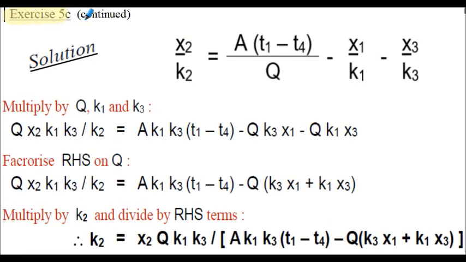Exercise 5, solution continued. Just repeated this line for convenience from the previous slide. Next we're going to multiply throughout by q, k1 and k3. So on the left hand side the q, the k1 and the k3 appears. On the right hand side we have K1, K3 here, Q cancels for this term, Q and K3 appears for the second term, the K1 is cancelled, and Q and K1 appears for the third term, the K3 is cancelled.